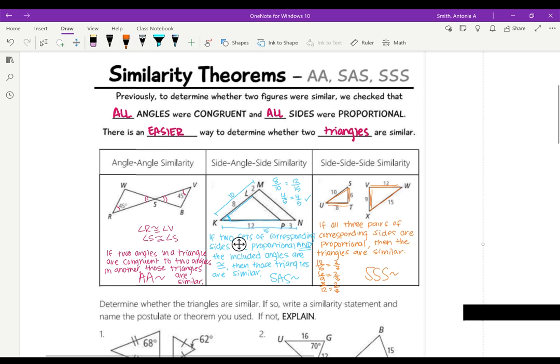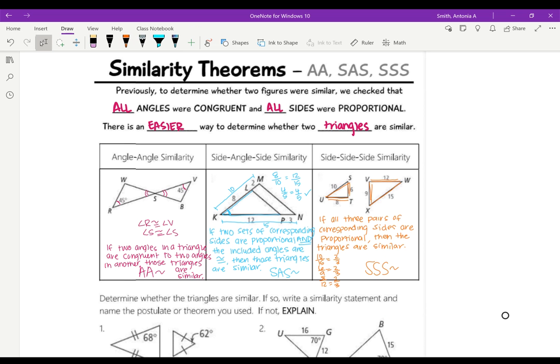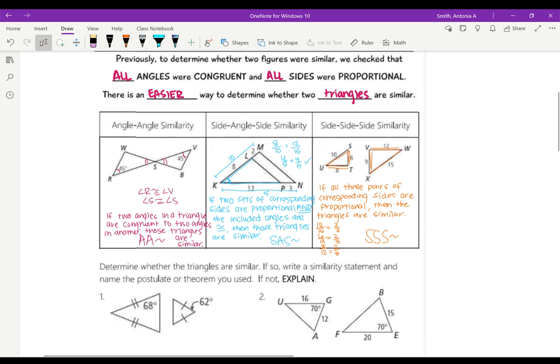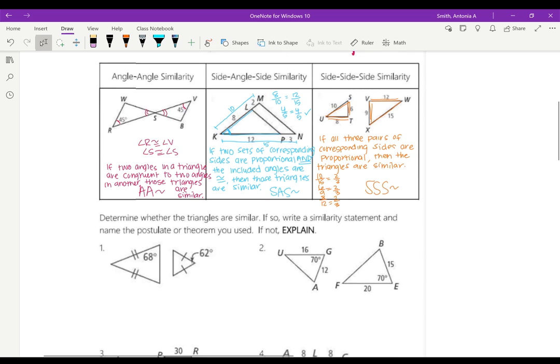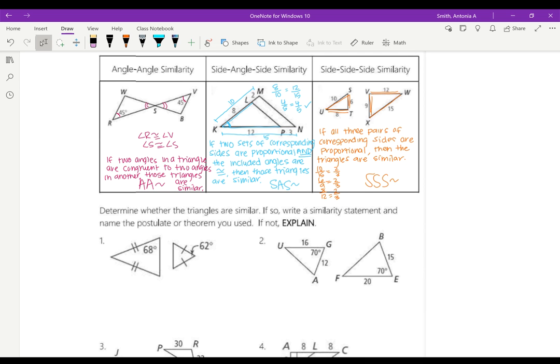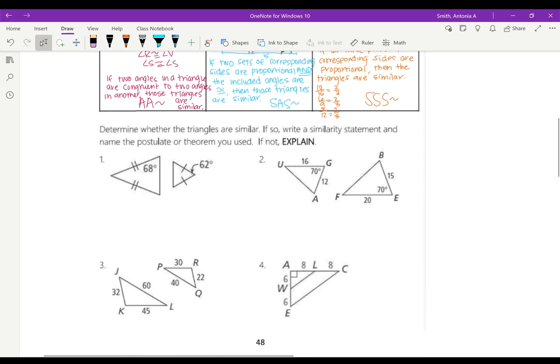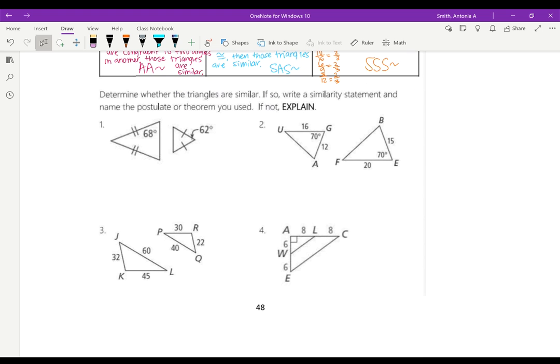Okay. So we can use these three theorems, or these three similarity statements, to prove that triangles are similar with a lot less work than all of the other shapes. So in these examples, we want to determine whether these triangles are similar, and if they are, we're going to write a similarity statement and name which of the theorems from up above we used.